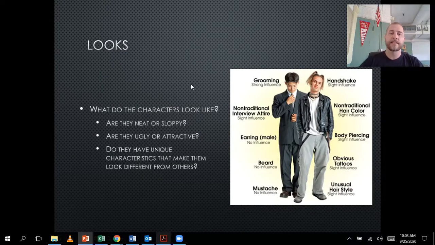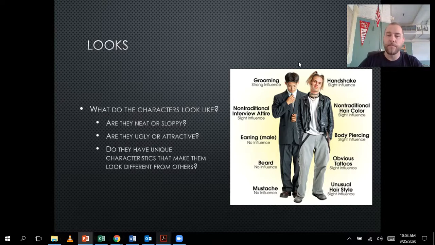And then finally, the last thing you may think about when determining a character's personality are their looks. What does the character look like? Are they neat or sloppy? Are they ugly or attractive? Do they have unique characteristics that make them different from somebody else? And here you have two different characters, very different appearances.